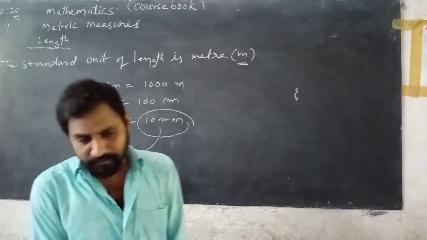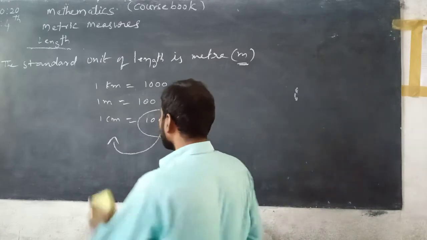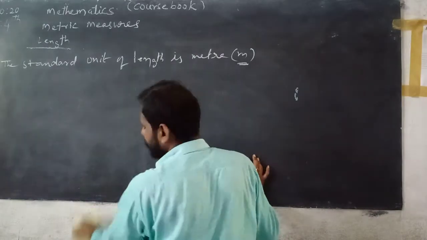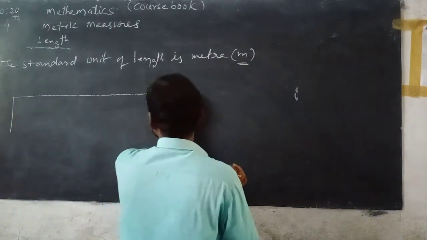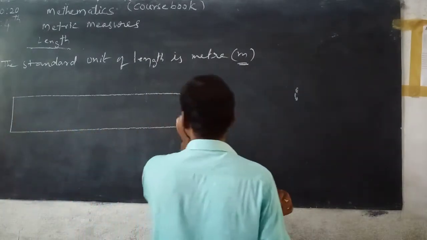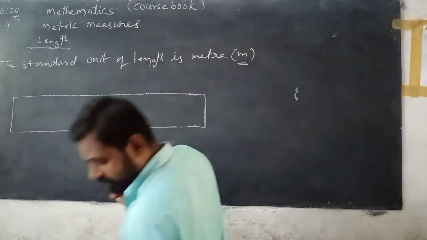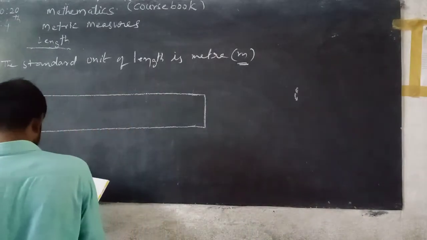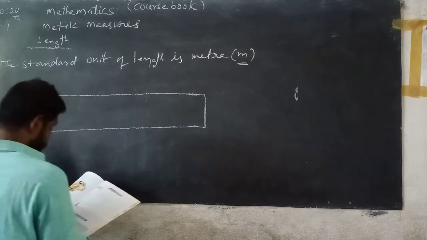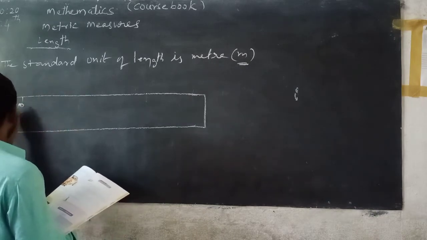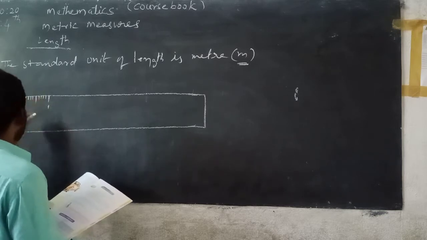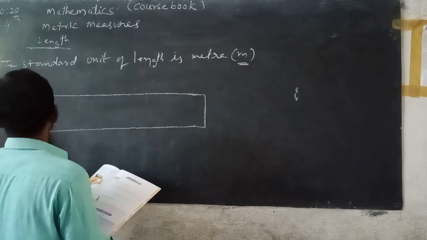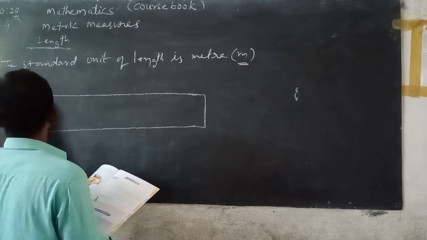So by using a ruler, see here, ruler means scale. Now I am drawing one ruler here. Listen carefully. Now I am writing here: 0, 1, 2, 3, 4, 5, 6, 7, 8, 9, 10. Next, 1, 2, 3, 4, 5, 6, 7, 8, 9, 10.